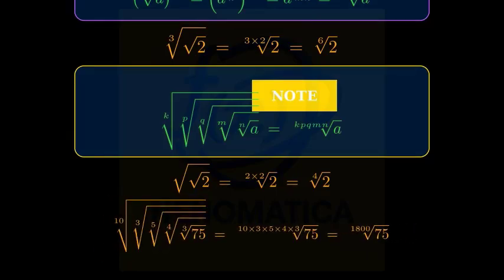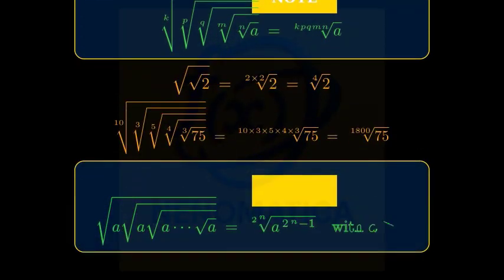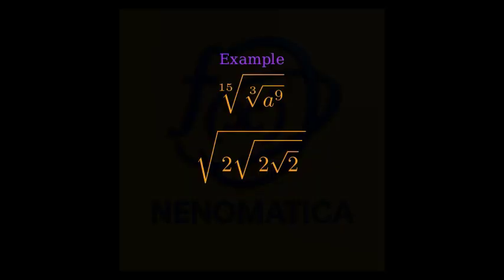Here are two illustrations. Special pattern: if it appears inside repeated square roots. In this video, we will simplify two nested radicals step by step. Example: we will simplify the 15th root of the cube root of A to the 9th, and the square root of 2 times the square root of 2 times the square root of 2. Let's start with the first expression.